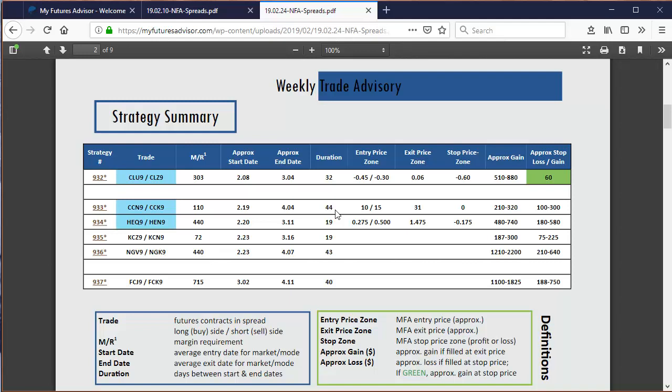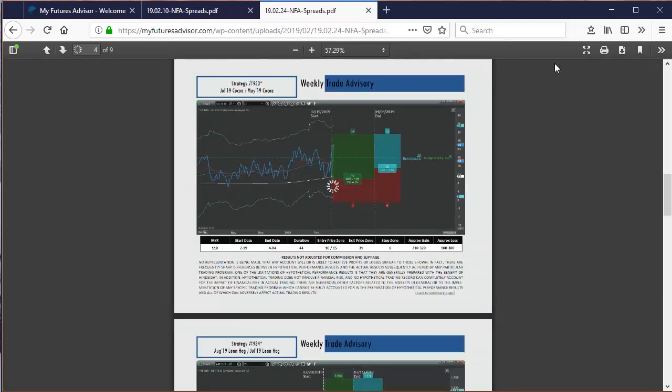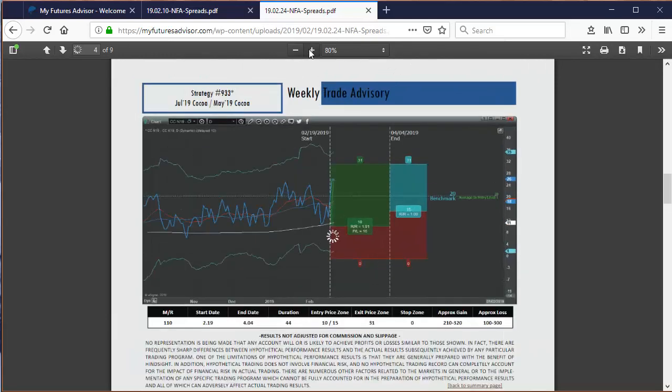Okay, so under entry price zone, and here's what you do too. On the left here where it has the actual strategy number, if you click on it, it'll take you down to the chart that we have posted most currently in this particular strategy sheet. So let's do that real quick. Let's go for this cocoa spread. Let's go down to 933. If you just click on it, it'll bring you to the appropriate page. I'm going to expand this here so we can see a little better.